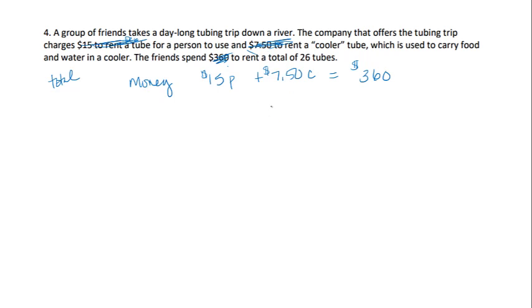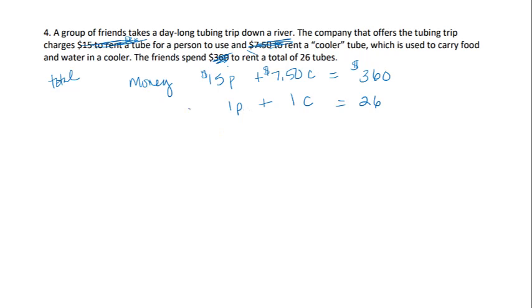Sometimes all of a sudden you'll get going and you're like, wait, I don't have enough numbers. But I do know the total is 26. That means 26 has to go here. You don't have any other numbers. That means that it's a single, like 1P and 1C. A total of 1 here and 1 here. We're going to have 1 person tube and 1 cooler tube.